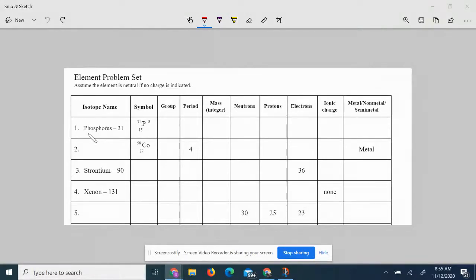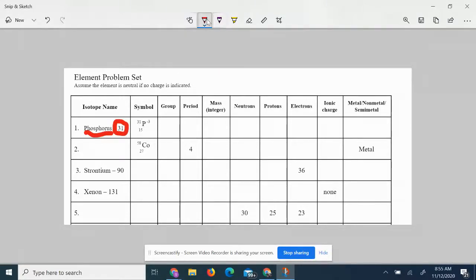So the first thing that I'm going to have you do is look at the isotope name. The isotope name right here is going to be phosphorus, and then it's phosphorus 31. Phosphorus is the name of the isotope or the element, and 31 is going to be your mass number. And mass number is number of protons plus number of neutrons.